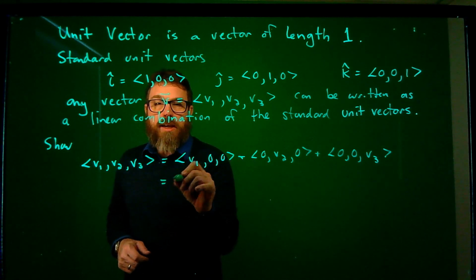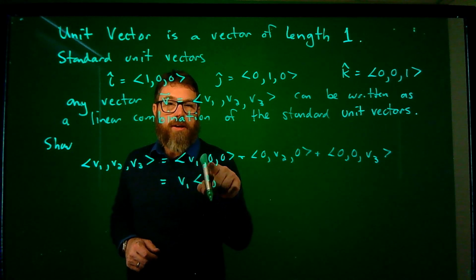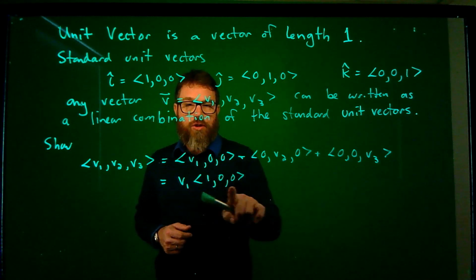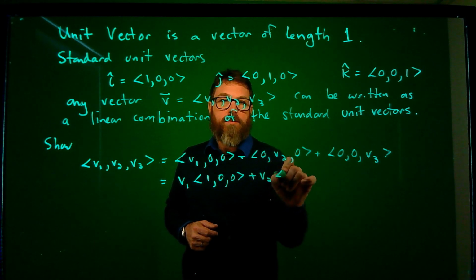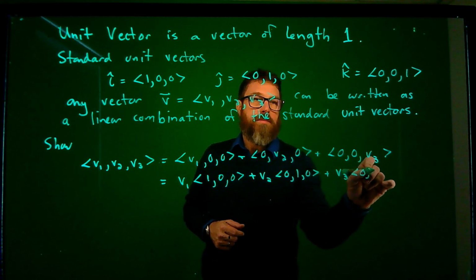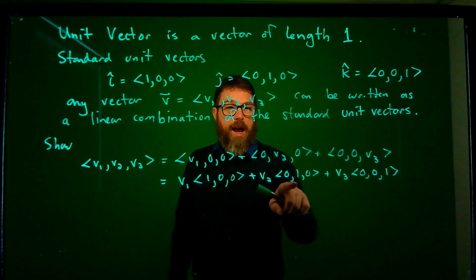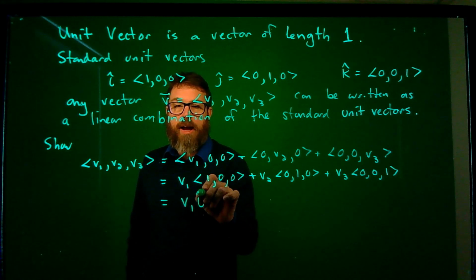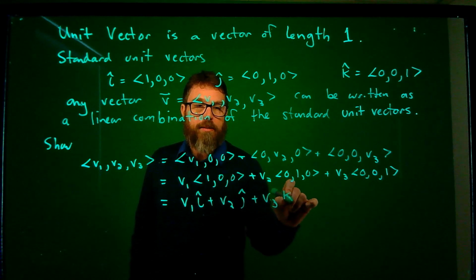Now, what I can do is factor a v1 out of this first one. So v1, this is going to be 1. Factor v1 out of 0 is still going to be 0, and this is going to be 0. So if I distribute this over the vector, we're going to get this vector here. Similarly, I can factor out a v2, and then also a v3. So when I do that, I know that this is vector i, this is vector j, and this is vector k, so I can rewrite any vector as v1 i plus v2 j plus v3 k.